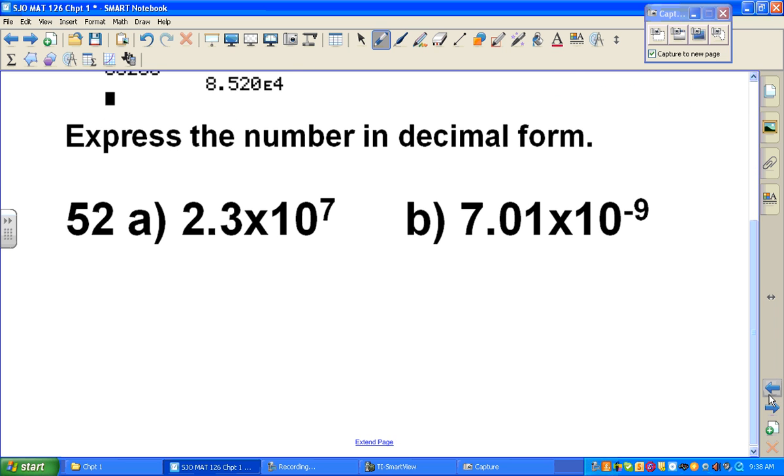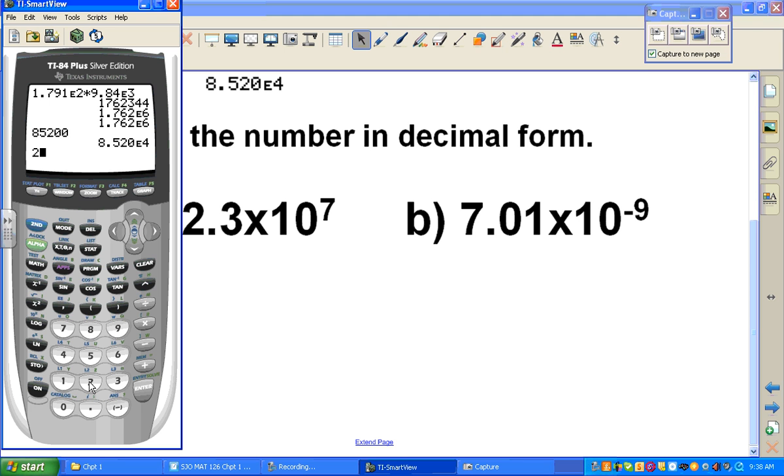Express the number in decimal form. I'm not sure if it'll take this one. 2.3 second E to the 7. Mode, normal. Second quit, enter. It does! Look at that. I got to go back to float. Mode, float. There we go.